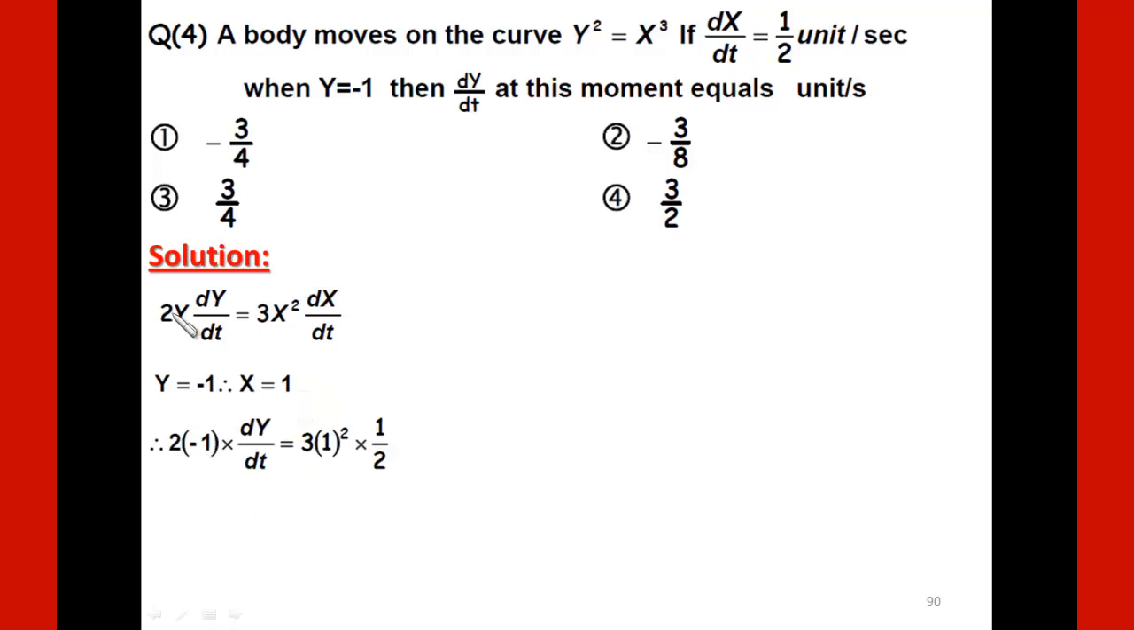So we have 2 multiply negative 1 dy/dt equals 3 multiply 1 power 2, multiply dx/dt, which equals half from the unit. And we calculate dy/dt, it will be negative 3 over 4.